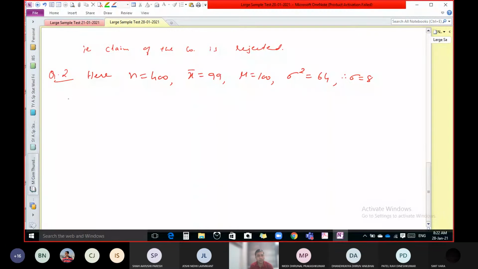So let us find out first of all the standard error of x bar. Which formula we have to apply here? Sigma upon root n. Instead of s, sigma is given. So 8 upon root of 400, that is 8 upon 20. So it is 0.4.